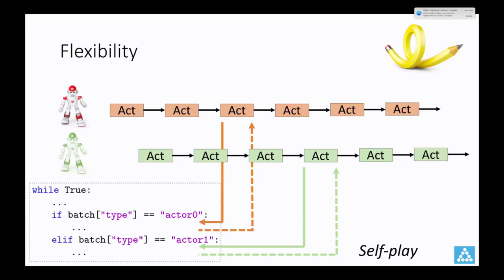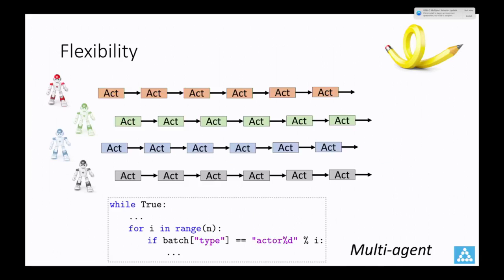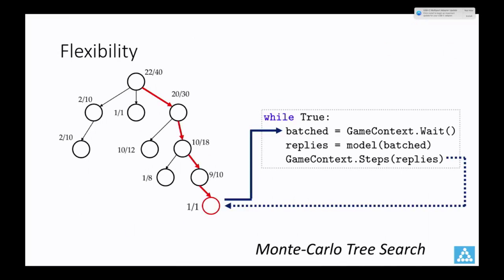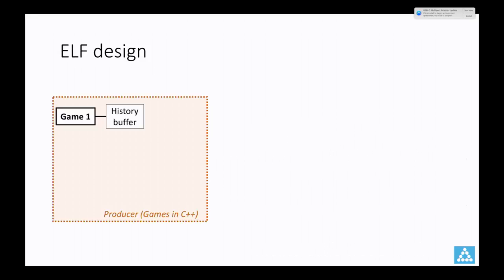So if you want to train a model for one agent, we can just add another branch in the while loop, as seen in the previous slides. We can definitely do similar things for multi-agent. And we can also do Monte Carlo tree search with the same framework. The search is basically performed on the C side, and whenever the search wants the network to evaluate the current situation, it will send the states to ELF, and ELF will automatically group states together from different game instances for batch efficiency. So how is ELF designed?